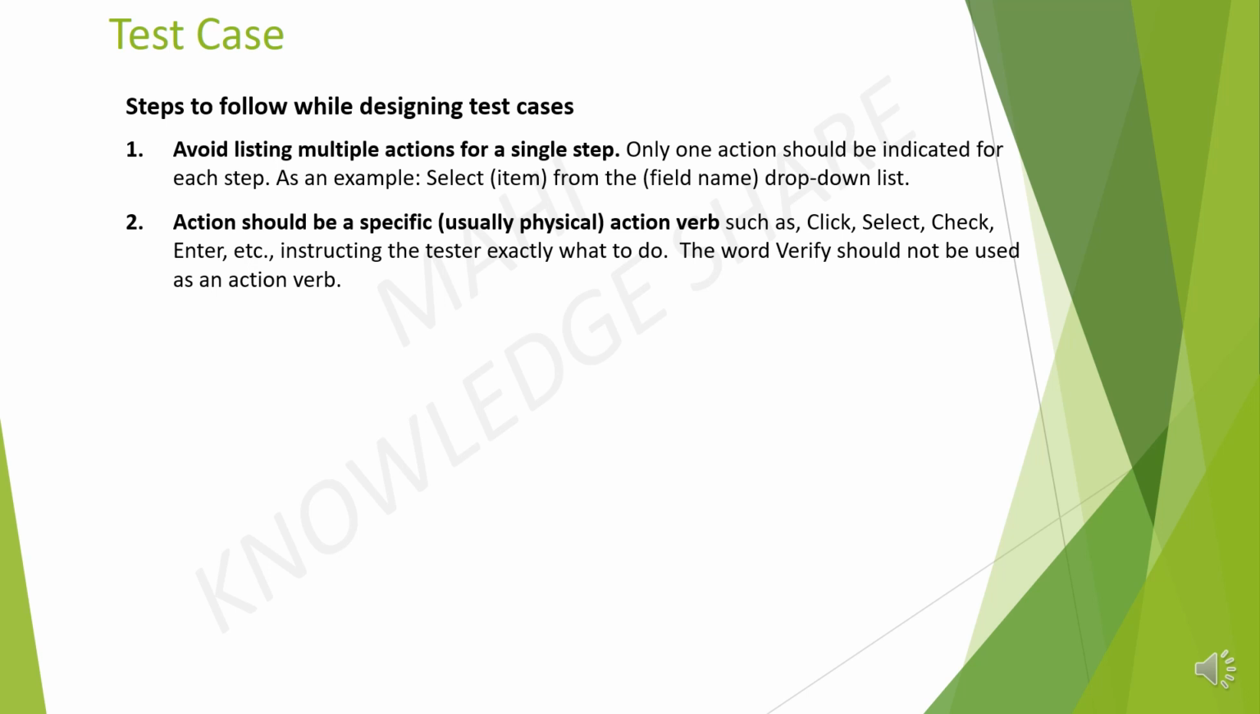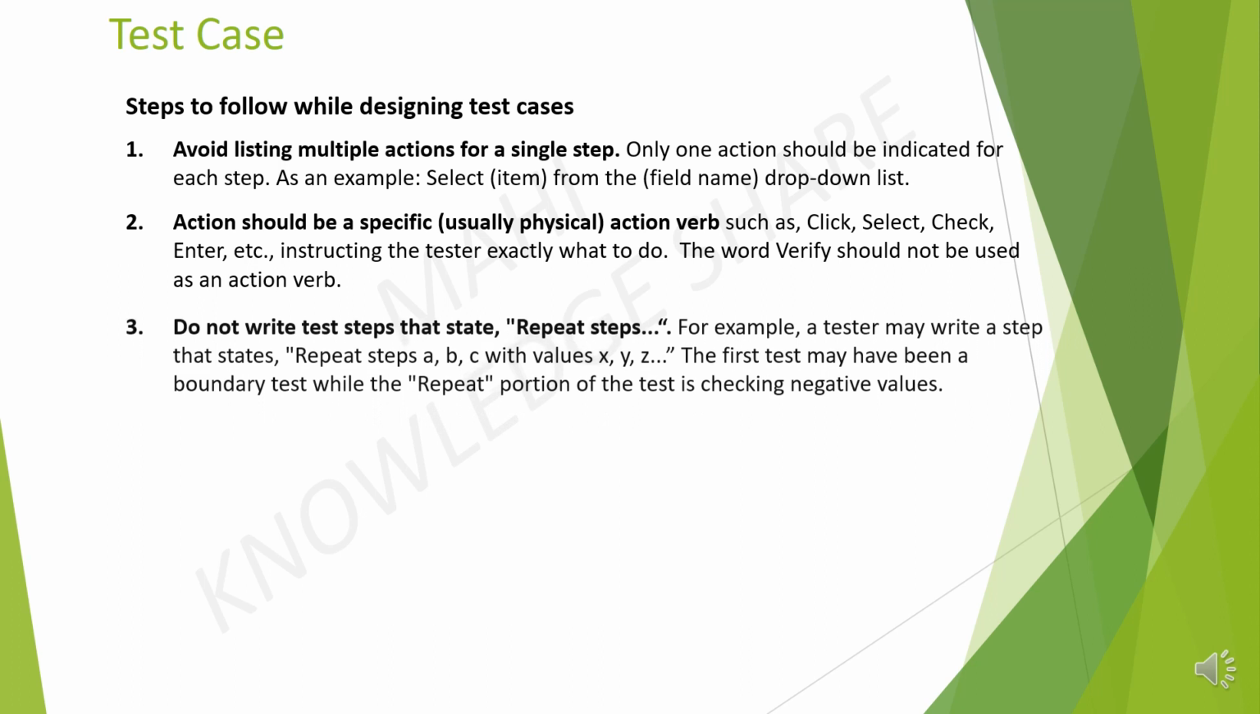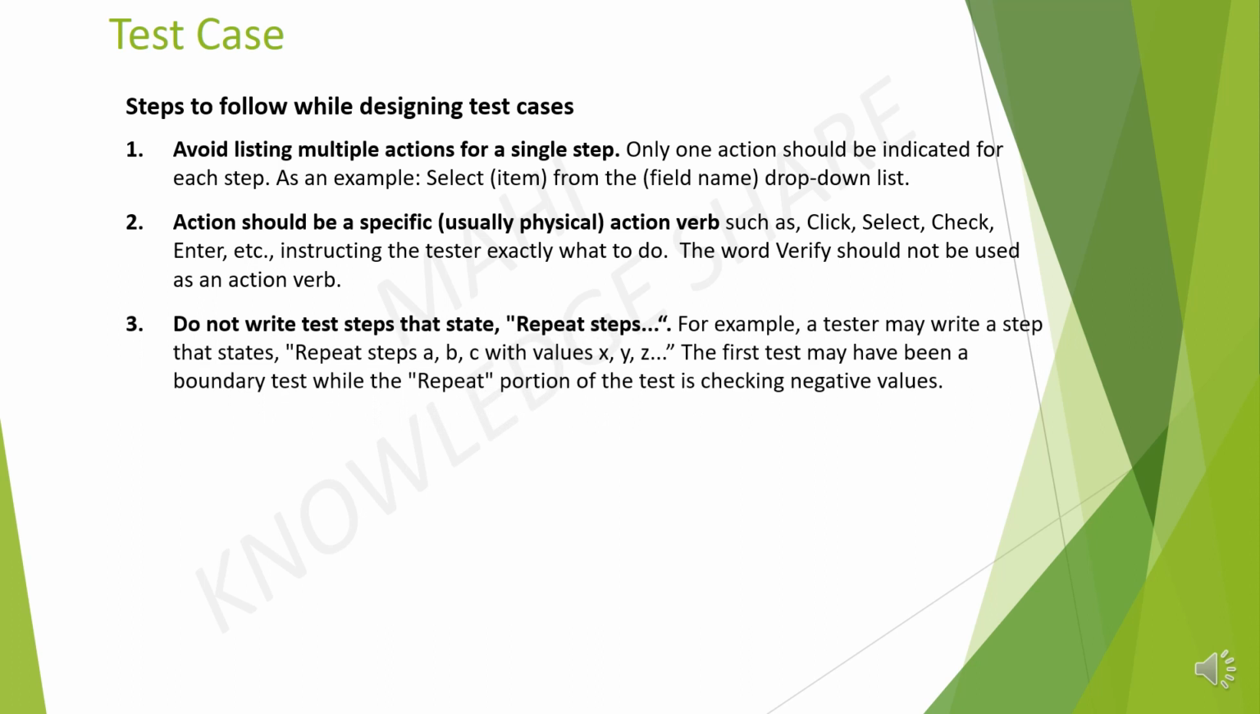Third step, do not write test steps that state repeat steps. For example, a tester may write a step that states repeat steps A, B, C with values X, Y, Z. The first test may have been a boundary test, while the repeat portion of the test is checking negative values.